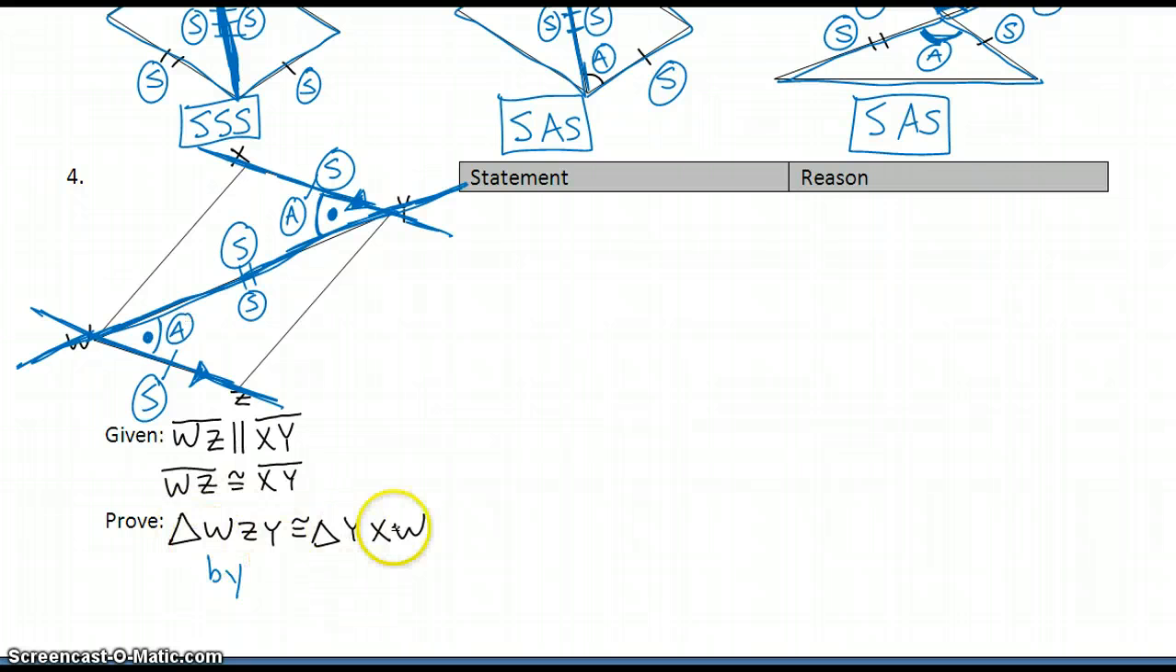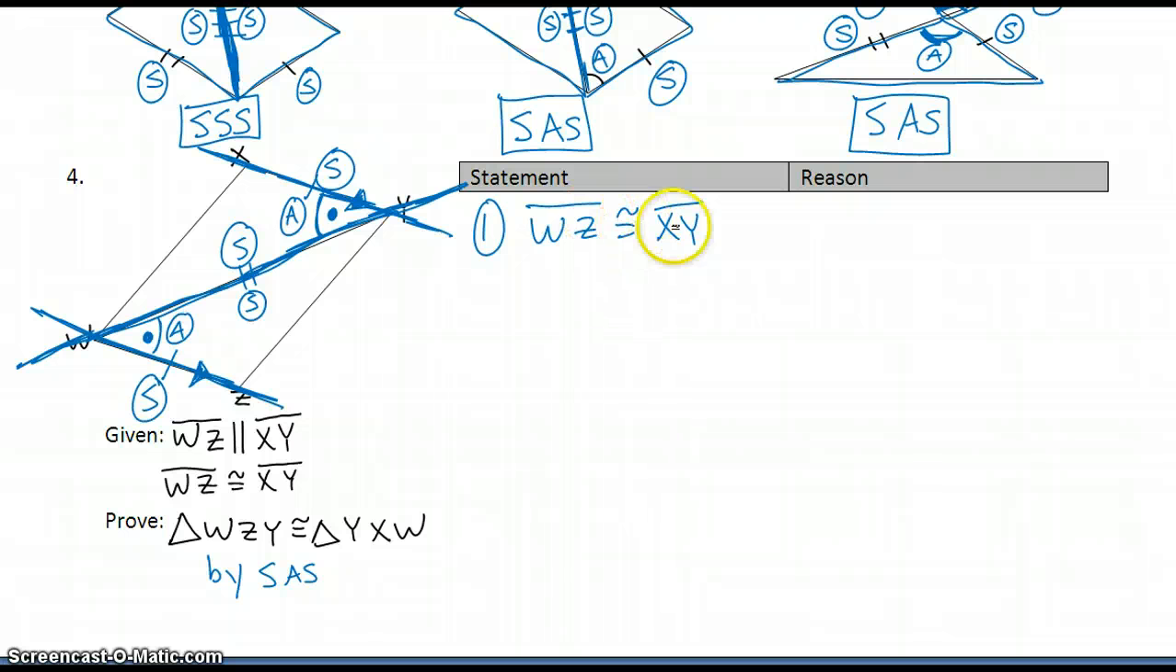That gives me my third pair of congruent parts. So in order to prove these two triangles congruent, I want to use side, angle, side. Now side, angle, side is going to give me my roadmap to write my proof. I'm going to start with this first pair of congruent sides. That first pair of congruent sides was WZ and XY. We know that WZ is congruent to XY because that's given to us. And since I have a side congruent to a side, that gives me a pair of congruent sides.